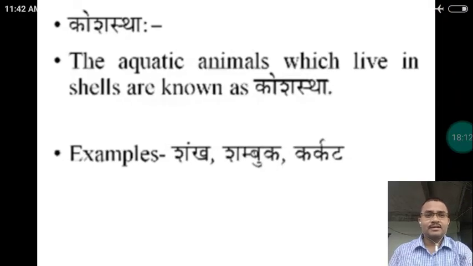Now, this group of animals is termed as koshastha. The aquatic animals which live in shells are known as koshastha. They are using the shells for protection as well as to help them in swimming, floating over water. The examples are shankha, shambuka, and karkata.